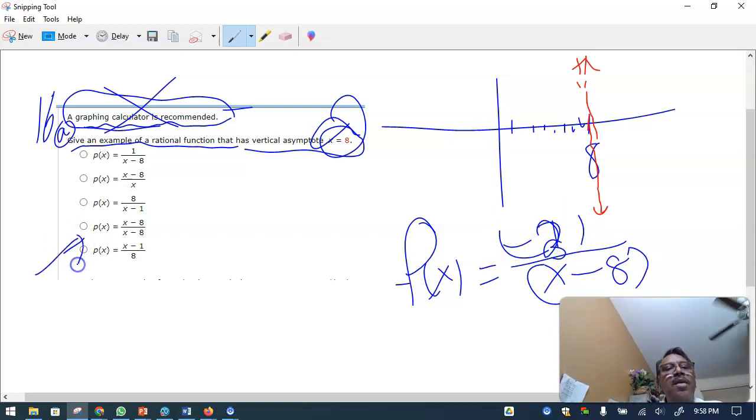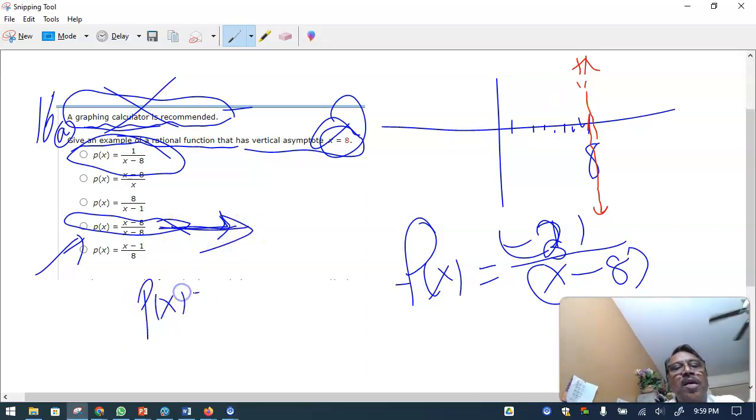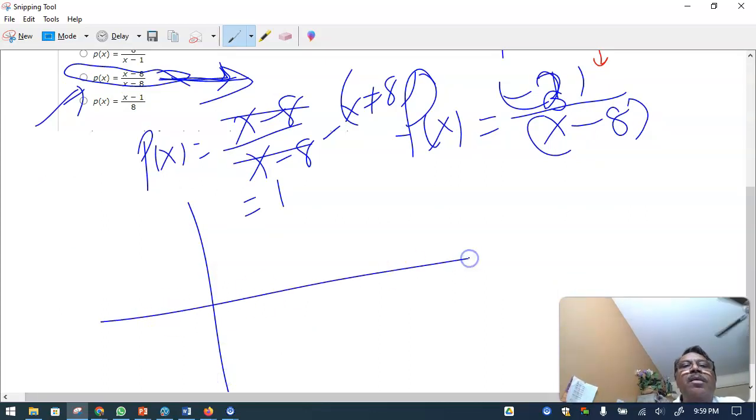If we look at this, where is the x minus 8? The first one has x minus 8. This also has x minus 8. But if you see this part, it says p(x) is x minus 8 over x minus 8. Remember, x cannot be 8. That means we can just cross it out to get 1. It means it is the line y equals 1.